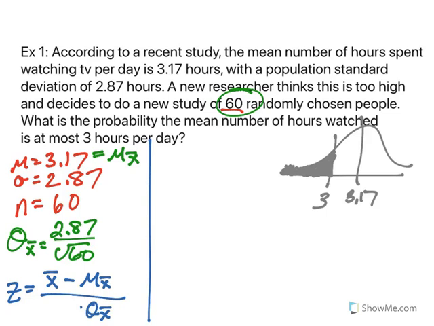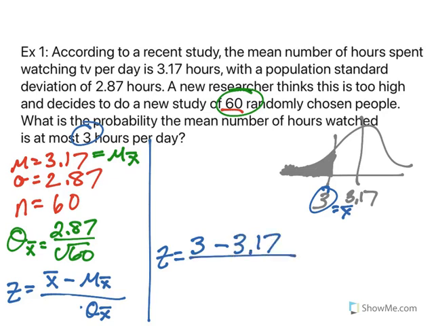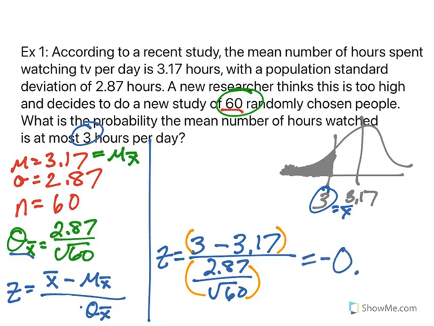So let's plug in what we know for our z-score. We are saying at most 3 hours, so that is our value of x. So 3 minus our mean, which is 3.17, divided by our sigma sub x bar, 2.87 over the square root of 60. Again, you're going to want to put your numerator and denominator into parentheses if you're plugging that into your calculator, and that's where we get a z-score of negative 0.46.